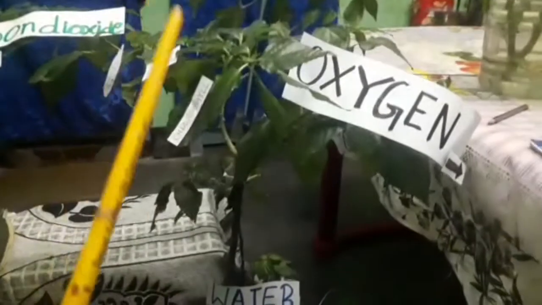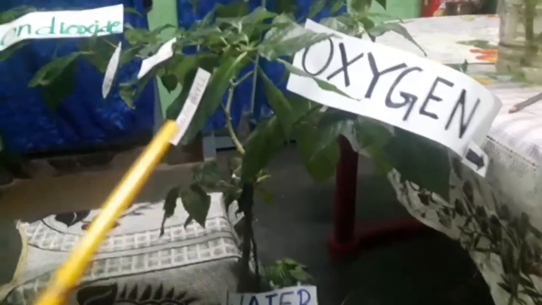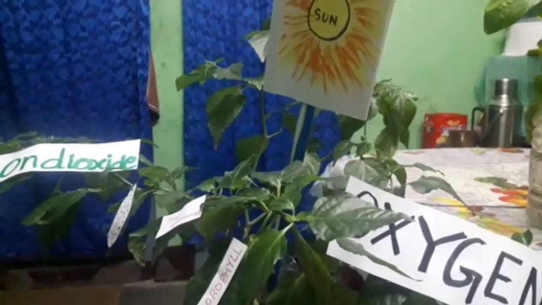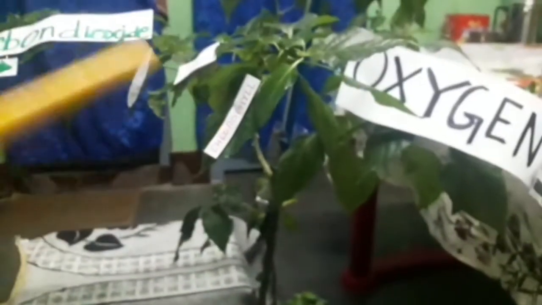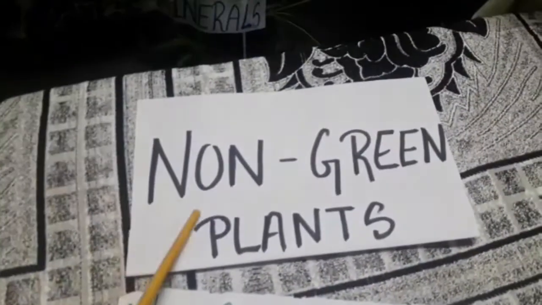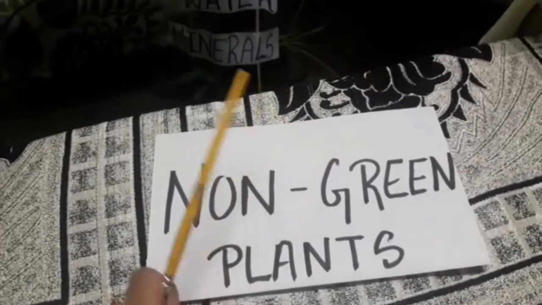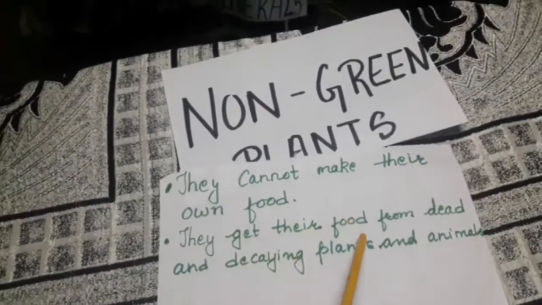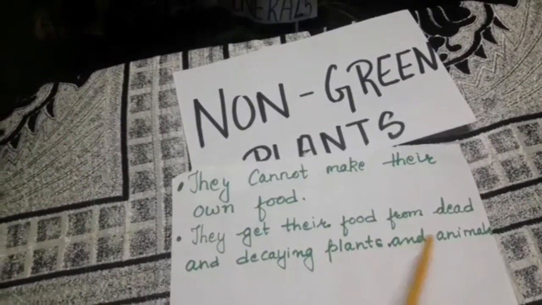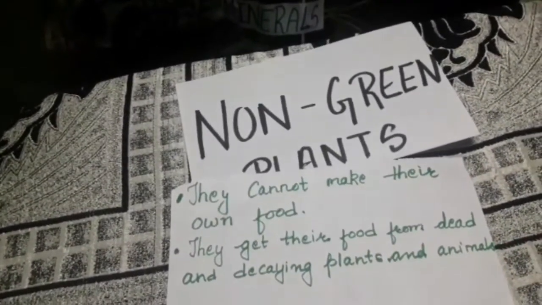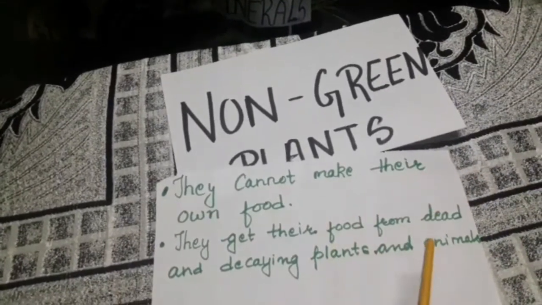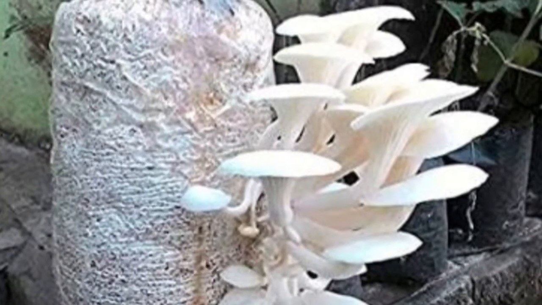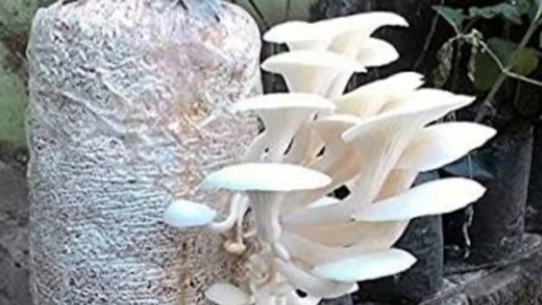The green plants prepare their food by themselves with the help of sunlight, carbon dioxide, water and minerals. But non-green plants cannot prepare their own food. They get their food from dead and decaying plants and animals. Mushrooms are some of the common examples of non-green plants.